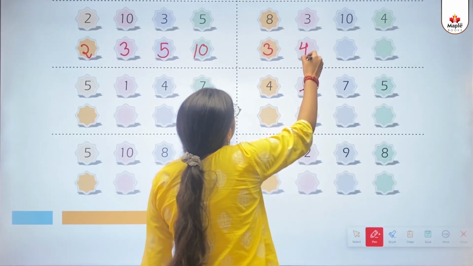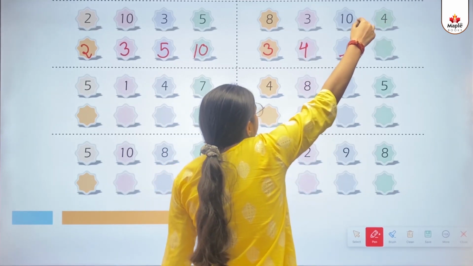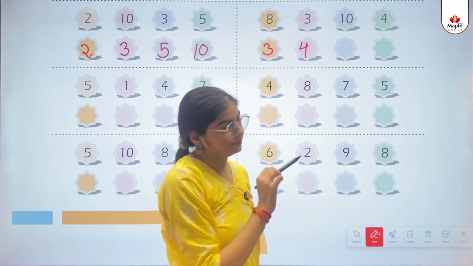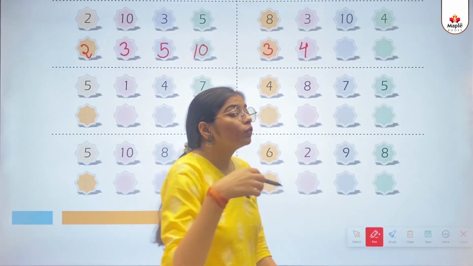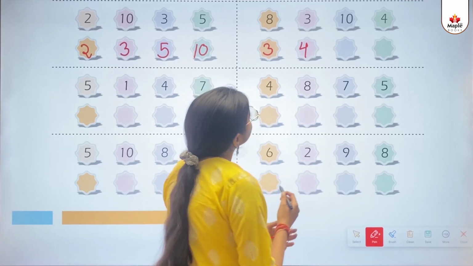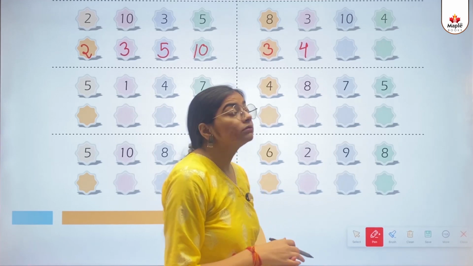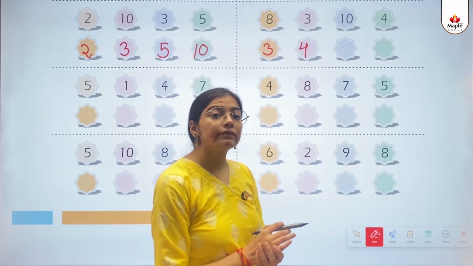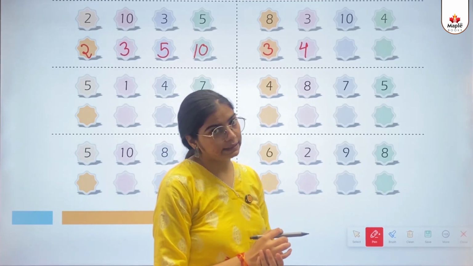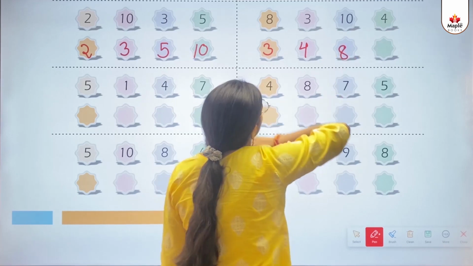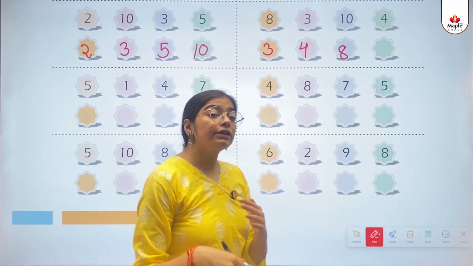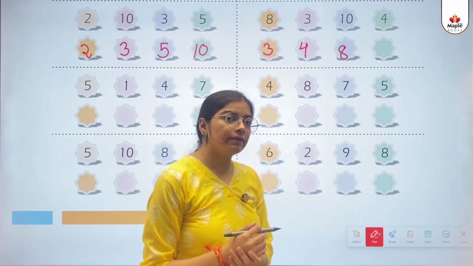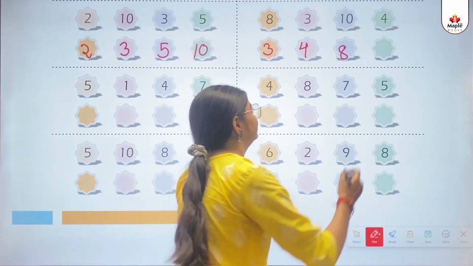So, we will write here 4, as you can see in the options as well. Then, which number is the greater one after 4? That is 8. Then, after 8, which one is the greater one? 10.